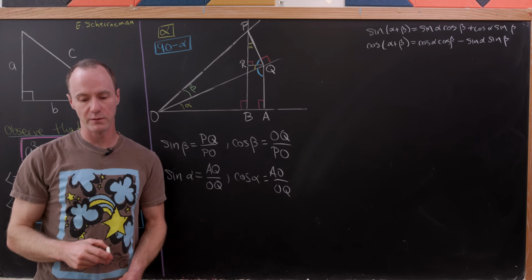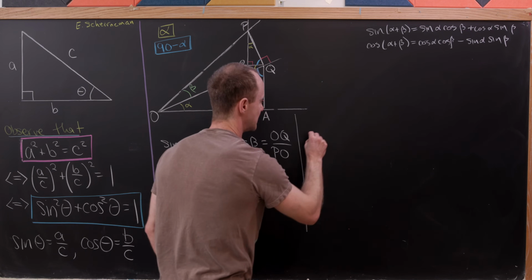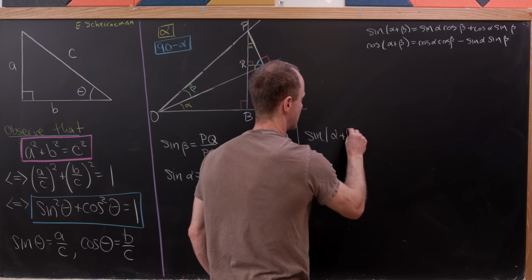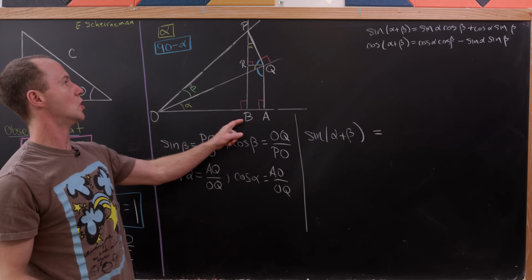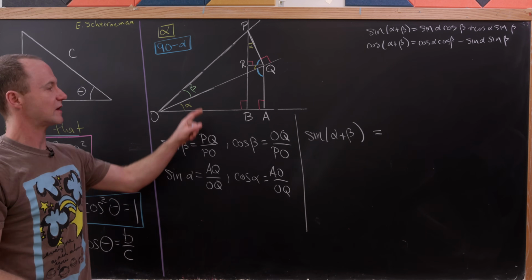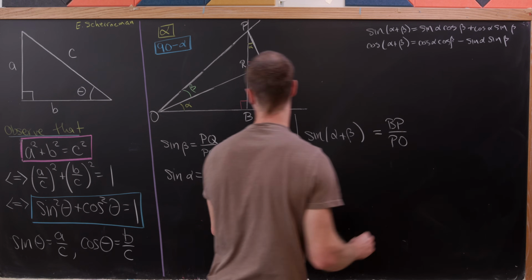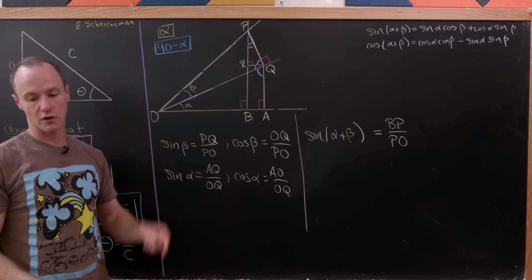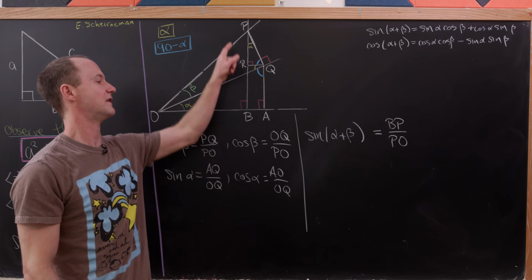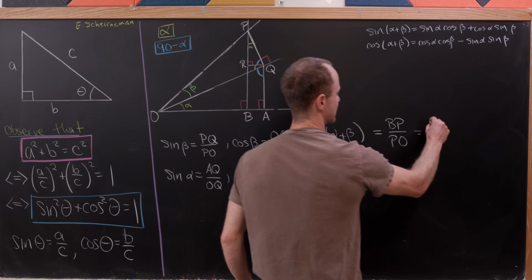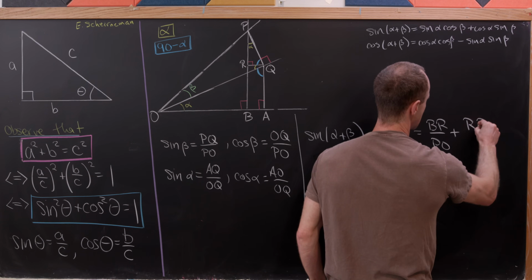Okay, now that we've got all of these parts, we're pretty much ready to let it rip. Let's observe that the sine of alpha plus beta can be calculated via this triangle OBP. So it'll be PB or BP over PO. Remember, it's going to be the opposite over the hypotenuse. But I'm going to break BP up into BR and then RP. So that's going to give us BR over PO plus, like I said, RP over PO.